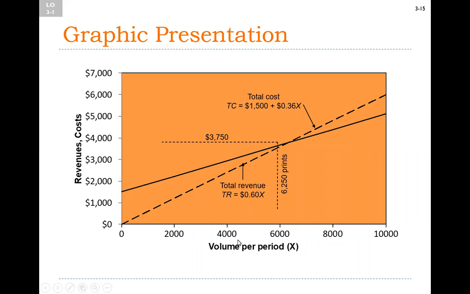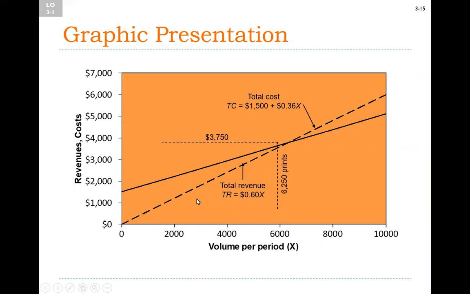So in this graph, on the x-axis, X is my activity. And in this case, X is the number of units that we want to sell. My Y would be my dollars. Sometimes those dollars are revenues, sometimes those dollars are costs, but dollars nonetheless. Now I have 2 lines here. One line represents my total cost line, and one line represents my total revenue line.